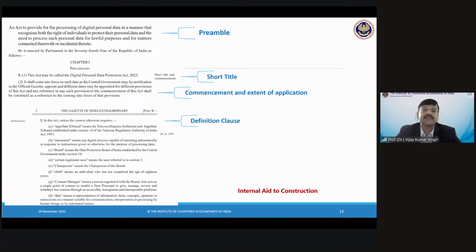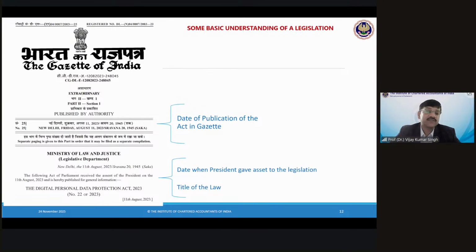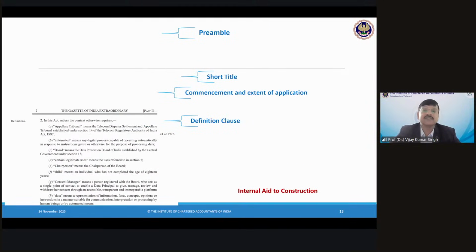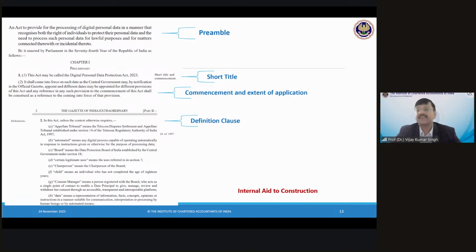And then you can see here, there is a short title and commencement. So the short title of the legislation is Digital Personal Data Protection Act. This is the short title of the law. The long title, as you can see back here, includes even the number and all those things. So this is the difference between that. And then commencement and extent of application.